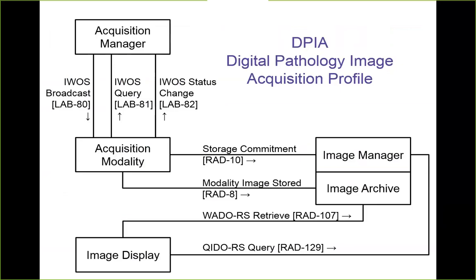So these are the transactions between the actors for the digital pathology image acquisition profile. We've created some new transactions that speak to how the acquisition manager or the image management system speaks to the acquisition modality or the scanners, to either indicate that a glass slide is forthcoming, or allow a scanner to query the acquisition manager for information for a glass slide that's appeared within its storage or rack system, and provide the necessary notifications on the status of those scans.